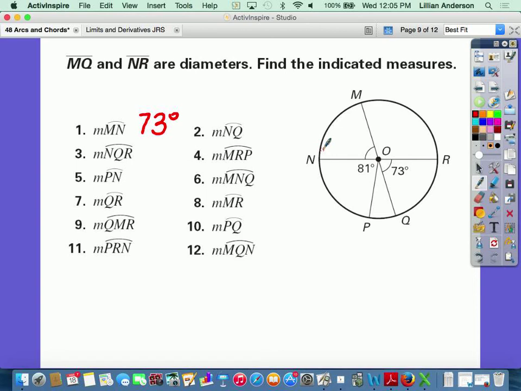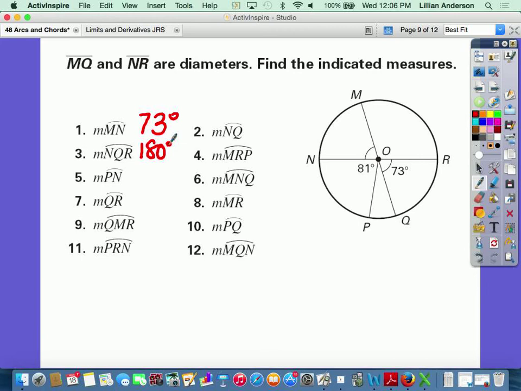The measure of N to Q to R. Raise your hand if you think you know what the measure of the arc is from N to Q to R. Casey? 180. N to Q to R, that's half the circle. So that's 180 degrees. What about the measure of arc PN? Raise your hand if you can figure it out.